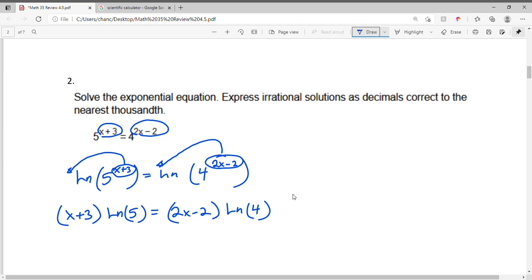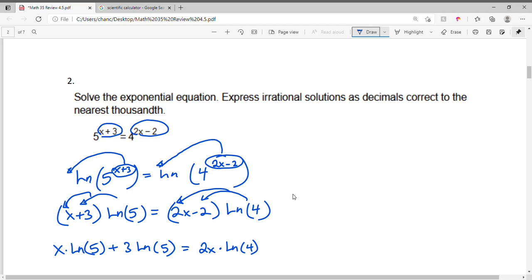In order to solve for x, I'm going to distribute the natural log of 5 to the x plus 3, and that will give me x times the natural log of 5 plus 3 times the natural log of 5. Same thing on the right side, we'll distribute the natural log of 4 to 2x minus 2. This gives me 2x times the natural log of 4 minus 2 times the natural log of 4.